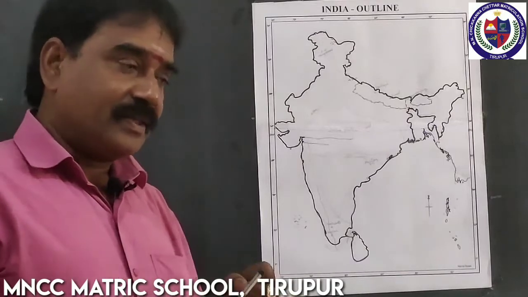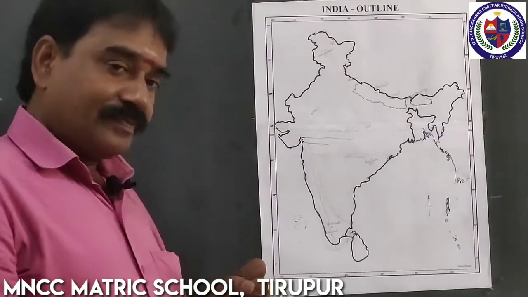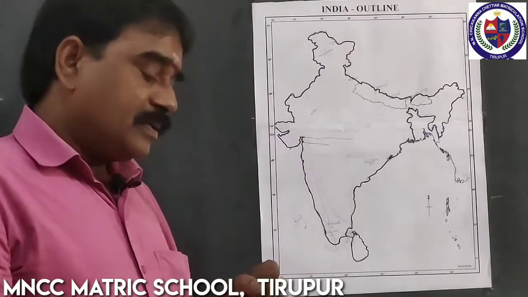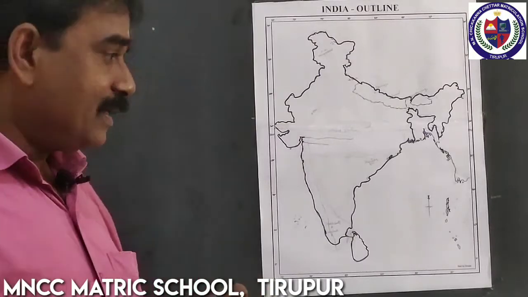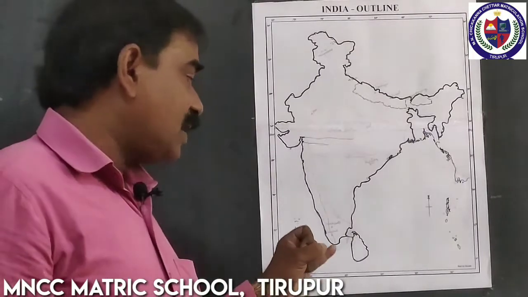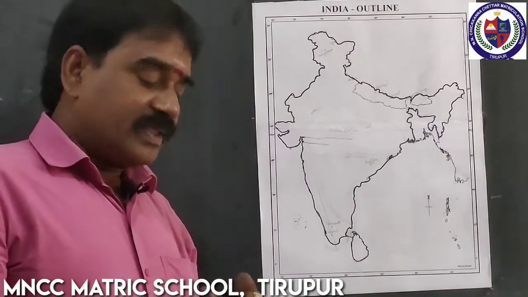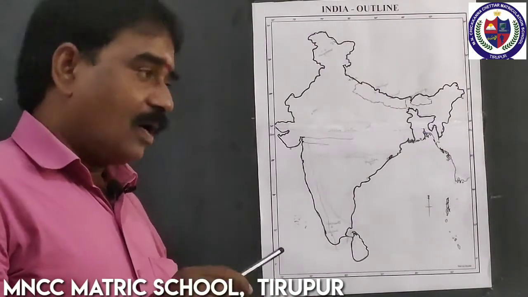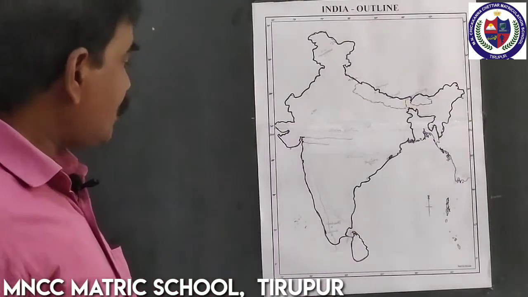So you have to see what is asked. If the highest peak in Tamil Nadu is mentioned, you have to answer Dodabetta. If the question is highest peak in southern India, it is Anamudi.